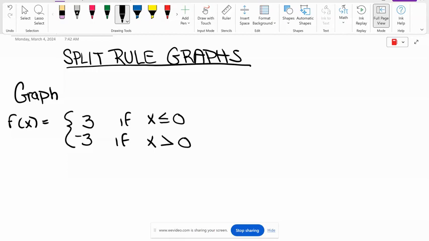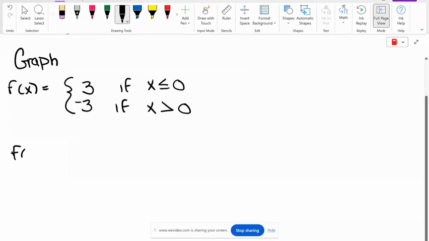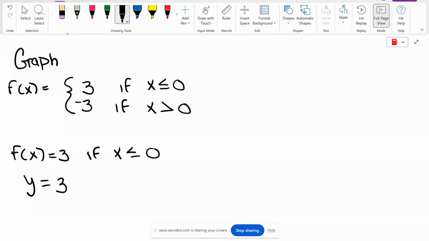Okay, so what you want to do is treat these as two different graphs. So I'm going to have f of x is equal to 3 first if x is less than or equal to 0. Now remember, f of x is interchangeable with what? Y. So this is saying y is equal to 3. What kind of graph is y is equal to 3? It's a horizontal line, exactly. So let's get this sketched.